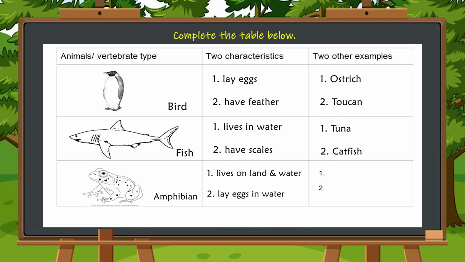The final picture is a frog, and frog belongs to the amphibian family type. Two characteristics of amphibians are that they live on land and water, and they lay eggs in water. Two examples of amphibians would be a salamander and a newt.